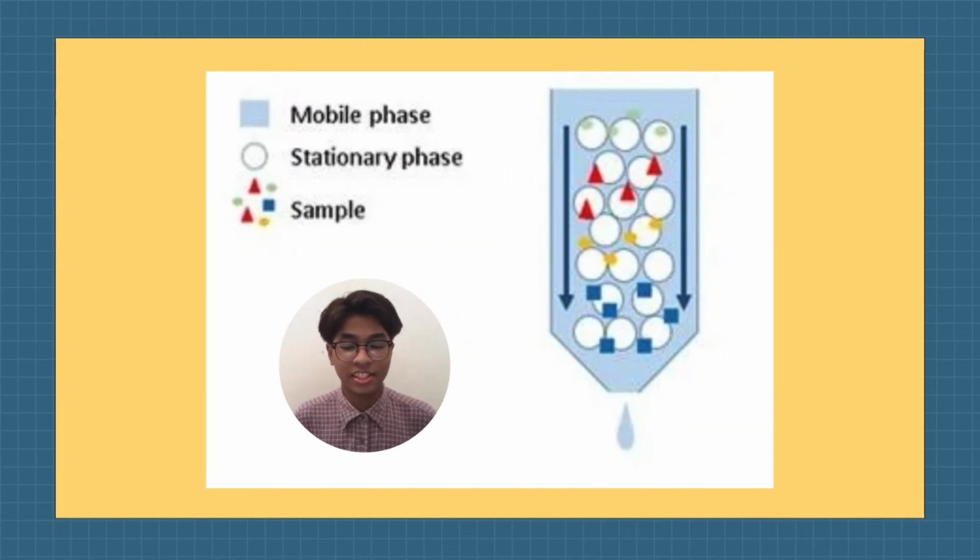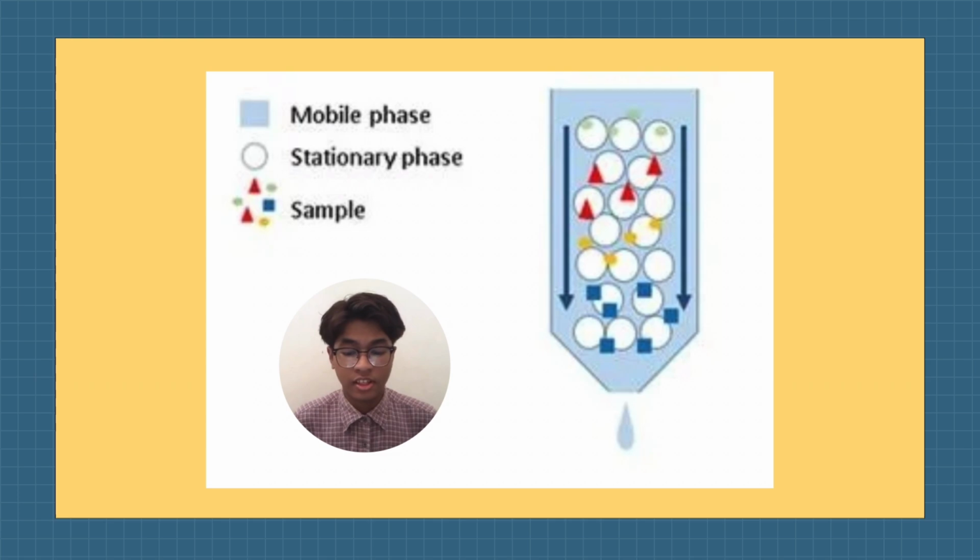Now, let's consider an example of column chromatography. In this method, the stationary phase is a packed column filled with a solid or solid coated with a liquid. The mobile phase is a liquid solvent. As the mobile phase flows through the column, it carries the analyte mixture. Components in the mixture are separated based on their interaction with the stationary phase.